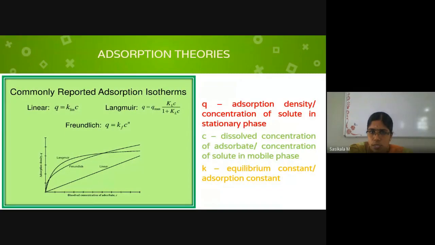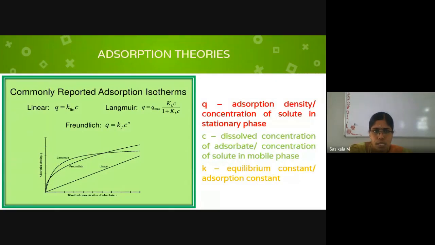Okay, so what is Q from the equations of adsorption? Adsorption density, or concentration of solute in stationary phase. And C represents what? Dissolved concentration of adsorbate. Dissolved concentration means concentration of solute in mobile phase. Since it is liquid, we call it the solute dissolved in mobile phase. So it is mentioned here as dissolved concentration of adsorbate. Adsorbate is nothing but a sample molecule. And this is the equilibrium constant.